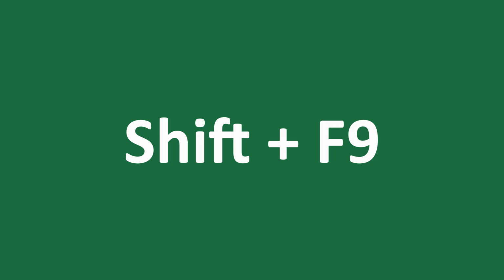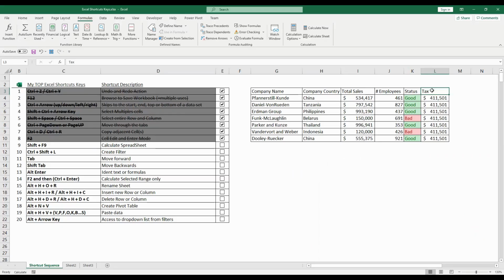Shift F9 is a shortcut key to calculate the spreadsheet that you are in. So if you press Shift F9, all of your worksheet, all your formulas will be calculated. This is quite helpful when you have the formulas in manual mode. So if we go here to Formulas and Calculation Options, we have this workbook or this spreadsheet as manual.